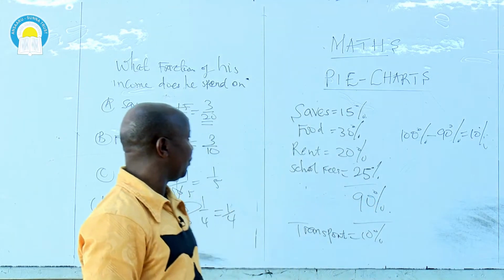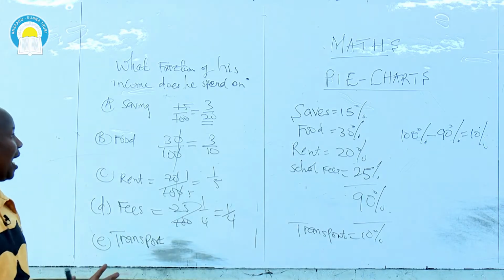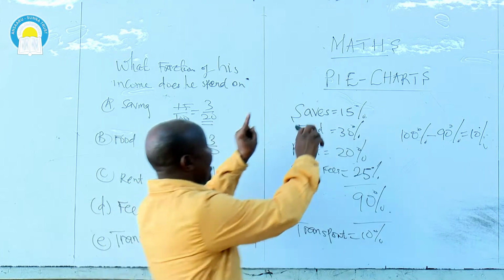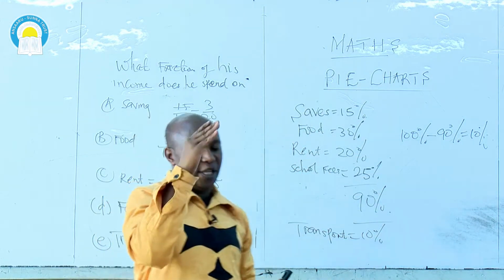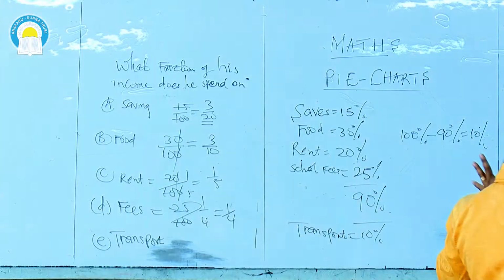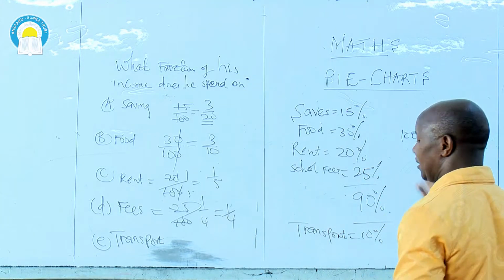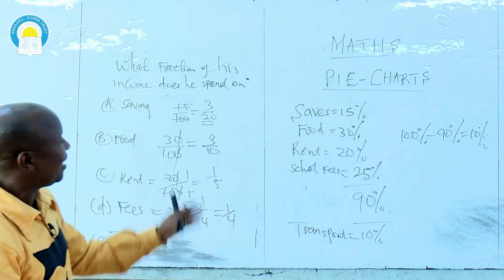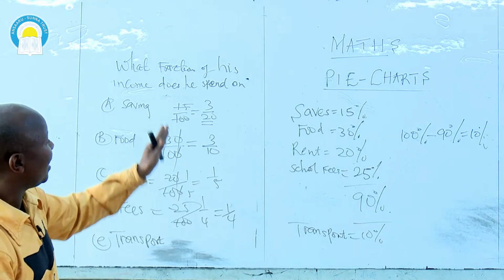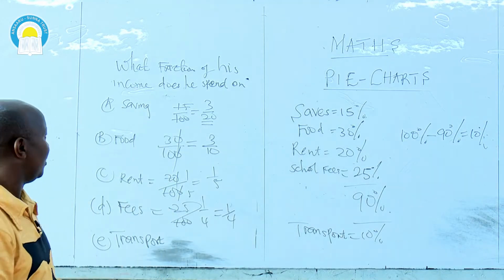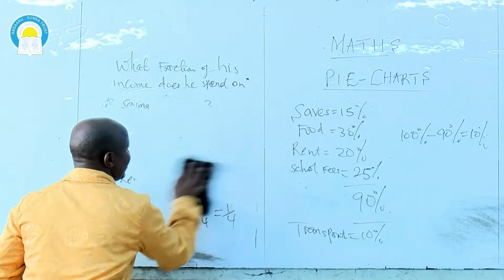Another question which is very common in the exam on the issue of pie chart. If all this information was to be represented on a pie chart, what angle would represent saving? What angle would represent the rest in a pie chart? So now, this is another question.